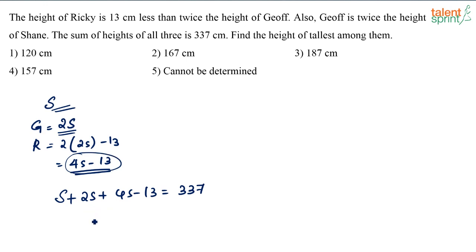So, when you solve this, what do you get? You get S is equal to 50. Do you get S is equal to 50? This will be 7S, that is equal to 350, or S is equal to 50. So if S is 50, what is 4S minus 13? 200 minus 13, that is 187. Yes, option 3 is your answer.